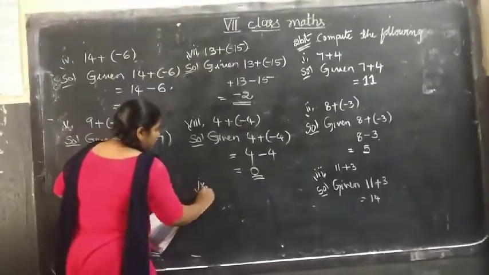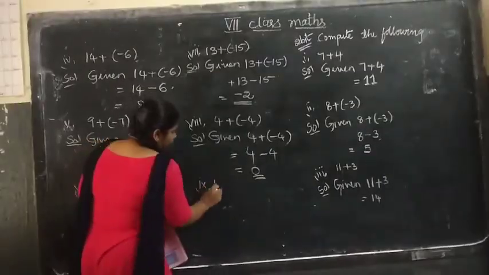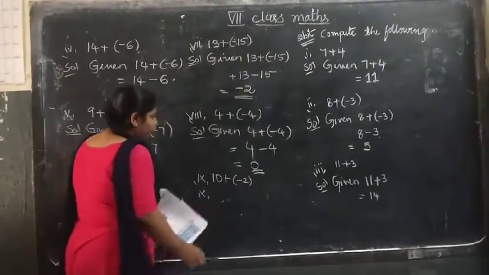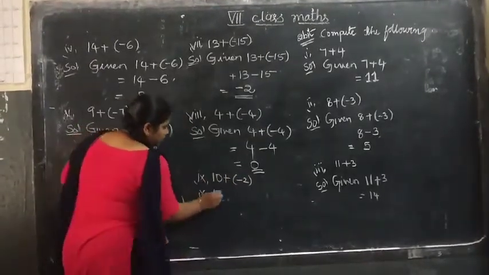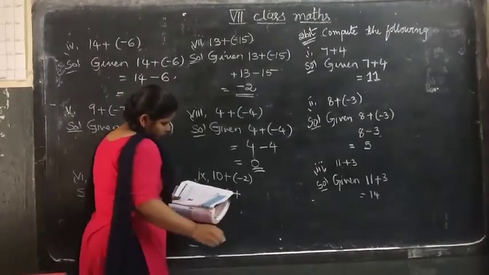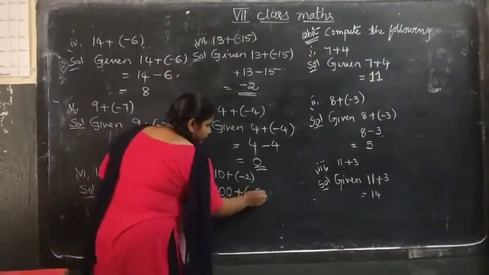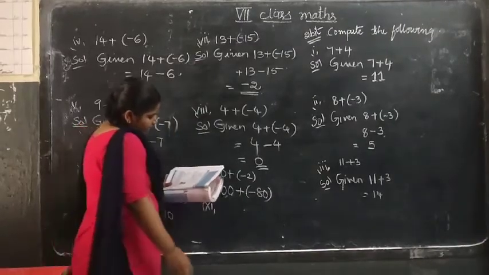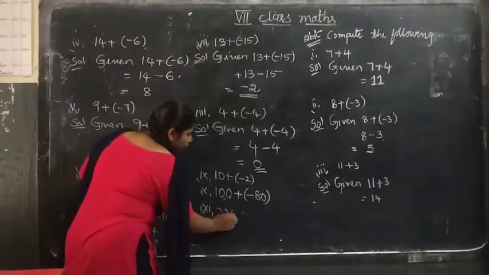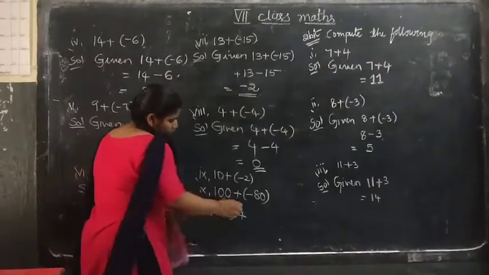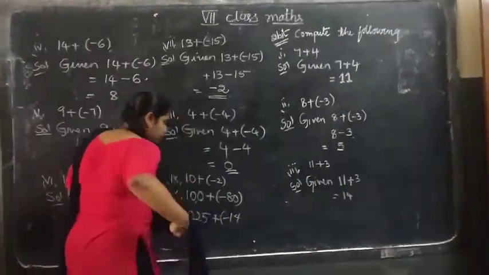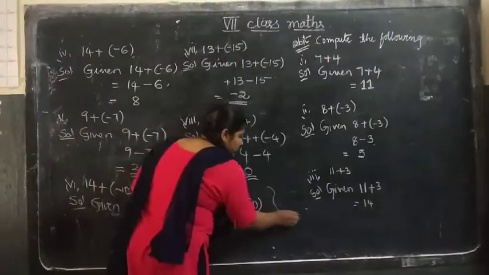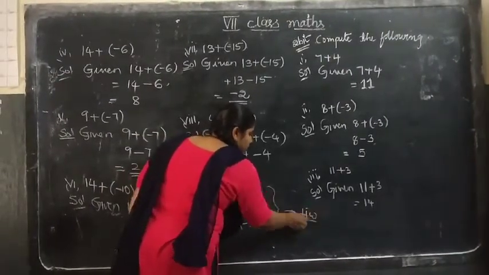Ninth one is 10 plus of minus 2, in the same way how we did the before problems. 100 plus minus 18. Last one is 225 plus minus 145. So these three problems do it as homework.